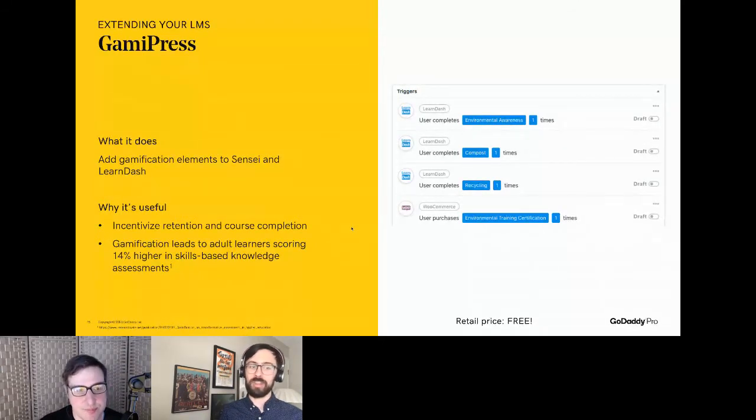Yeah, so incentivizing retention and completion rates by giving your learners that next step to go a little bit further. We've got the stat on here: gamification for adult learners, they're going to score 14% higher in knowledge assessments after the fact. So that's on top of the retention and the completion, that they're sticking with the course and sticking around your site. They're also retaining that knowledge better and scoring higher on the assessments that follow.